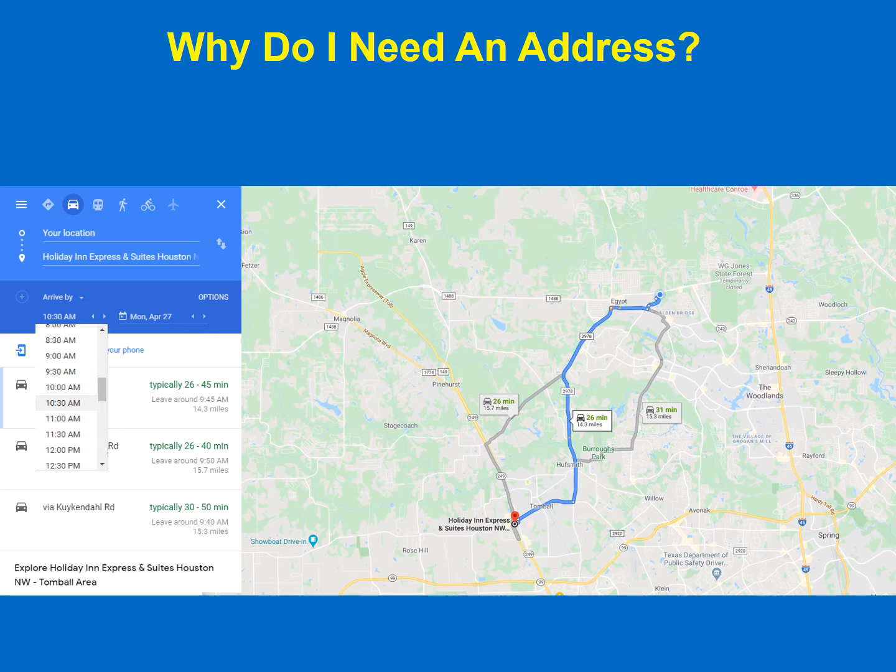Now, because you're picking a time in the future, it can't give you exactly, but it's going to give you some parameters. In this case, best case, 26 minutes. Worst case is 45 minutes. And this is based on historical travel times on a Monday at 10:30 a.m. It's pretty good information to help you plan your day going forward.